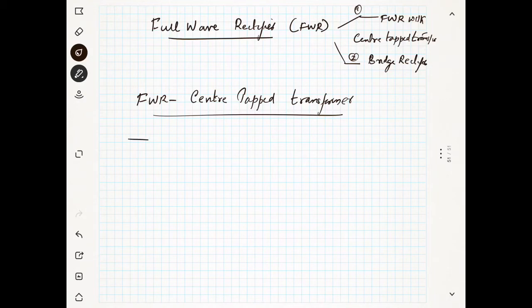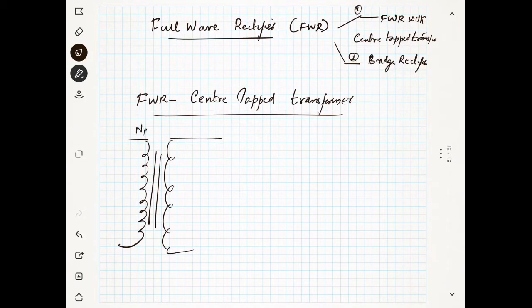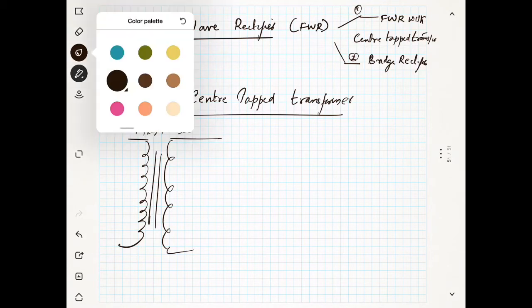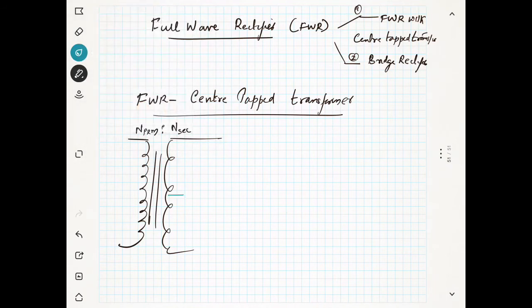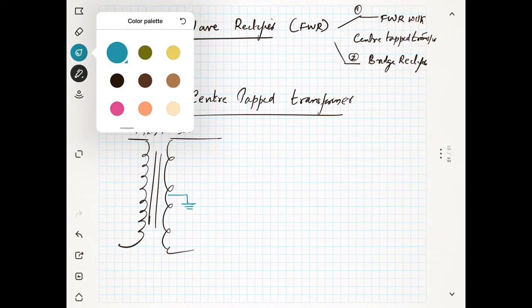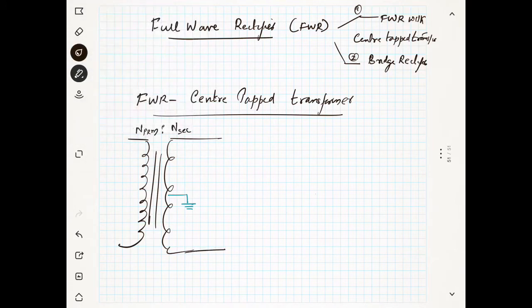So you are having a special transformer here. You can see this is the transformer. Okay, and this is the number of windings in the primary and the number of windings in the secondary. Okay, now there is a connection at the center. That's why it is known as center tapped transformer. Okay, there is a connection at the center, and now you can see it is having two diodes, not one diode. Actually, it is a full wave rectifier.